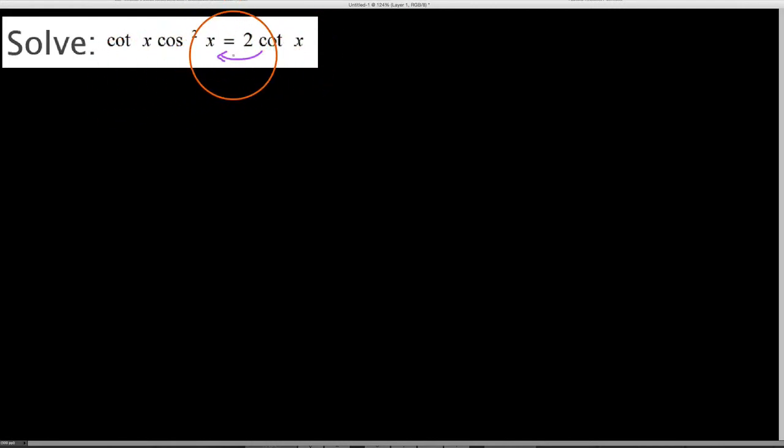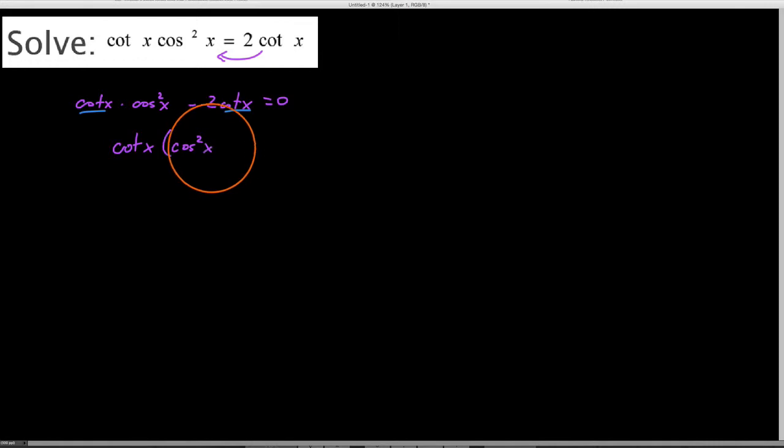We're going to take this 2 cotangent x and bring it back over to the left, and what we get is this equation here: cotangent x times cosine squared x minus 2 cotangent x equals 0. In terms of factoring this, I notice that both of these terms in this difference have a cotangent in common. So we're going to factor that cotangent out front. We have cotangent x times cosine squared x minus 2 equals 0. This is now a factored expression and set equal to 0 to boot. So we're going to go ahead and set each individual factor equal to 0 and solve them on their own.